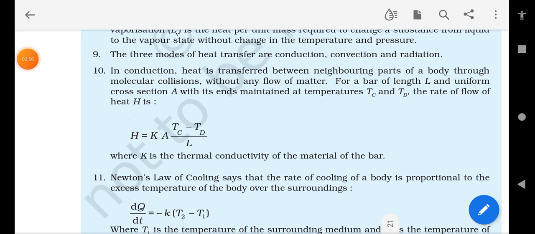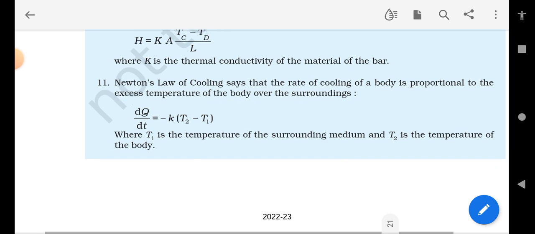In conduction, heat is transferred between neighboring parts of a body through molecular collision without any flow of matter. For a bar of length L and uniform cross-section area A with its ends maintained at temperature Tc and temperature Td, the rate of flow of heat is given by K A (Tc minus Td) by L. That is, rate of flow of heat is proportional to the thermal conductivity, area of cross-section, temperature difference between both ends, and divided by length of the conductor.